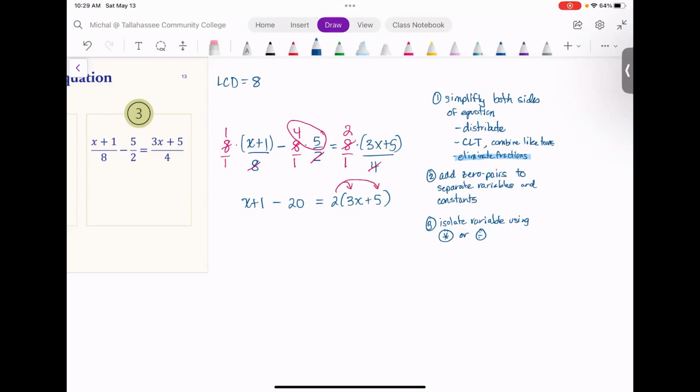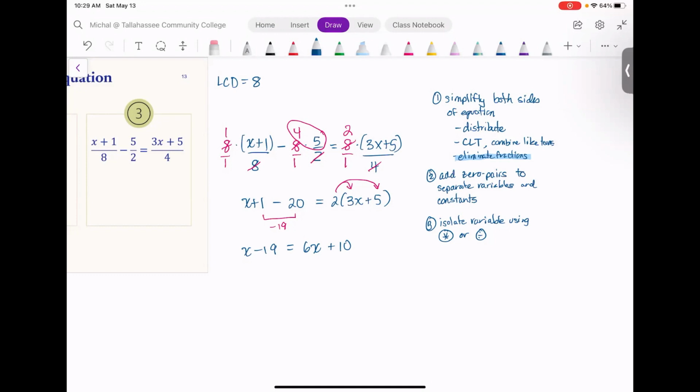On the left-hand side, 1 minus 20 is negative 19, leaving me with x minus 19. And on the right side, 2 times 3x is 6x, and 2 times 5 is 10. I now have expressions that are simple on the left and right sides of the equal sign, so I can move on to step 2, which is to add 0 pairs to separate variables and constants.